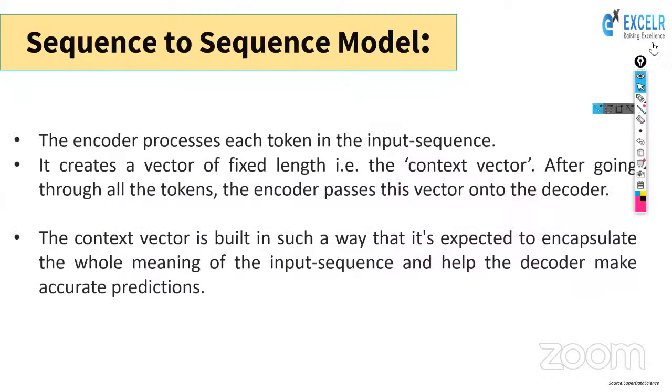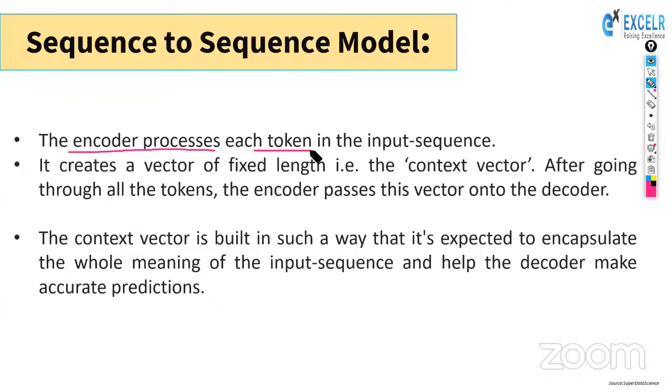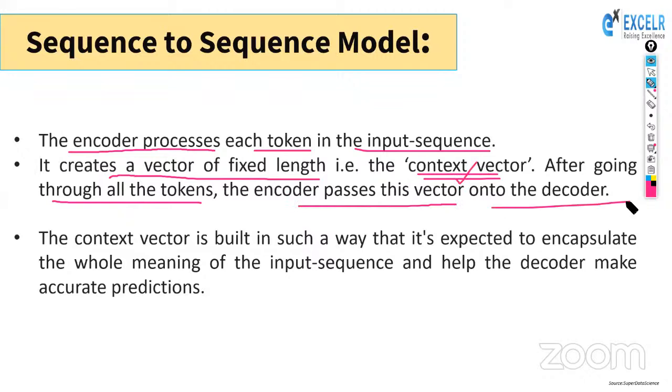So if you see here what this encoder and decoder are doing, the encoder processes each token. I'm sure you guys know what a token is. In NLP, we have discussed what tokenization is. So each and every word is called one token. In the input sequence, it creates a vector of fixed length, which is called the context vector. And this vector is the numerical representation of your sequence of input data. After going through all the tokens, the encoder passes this context vector onto the decoder.